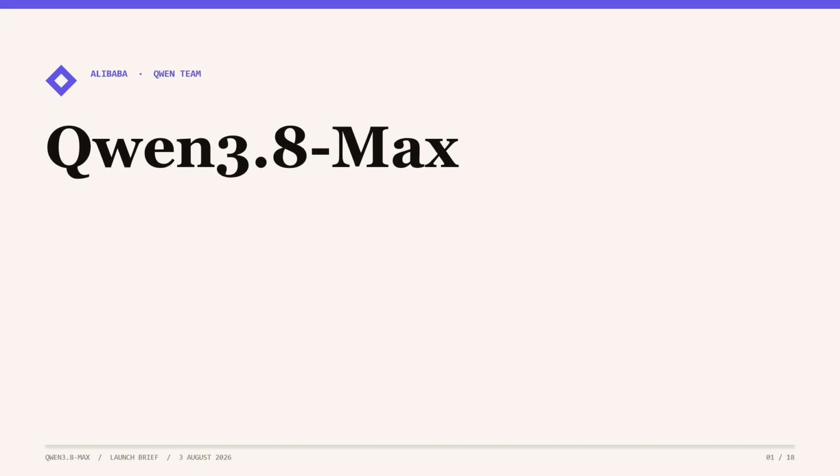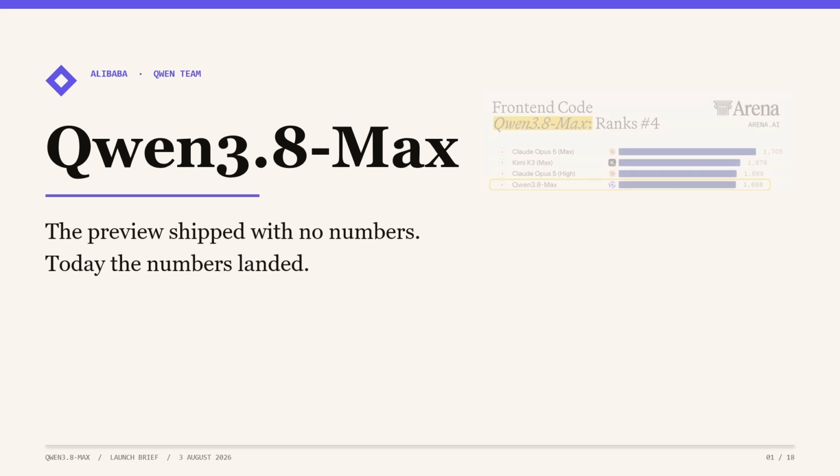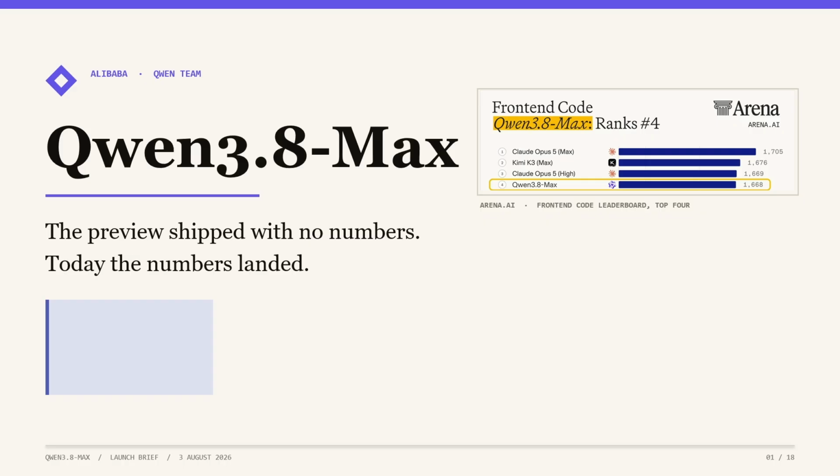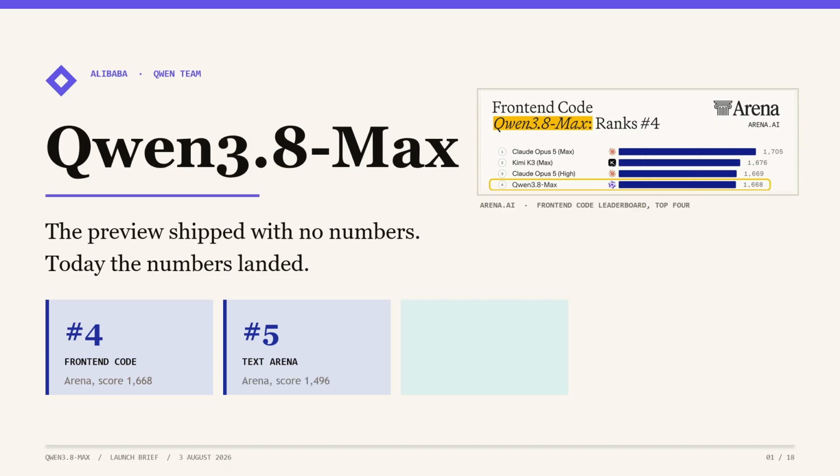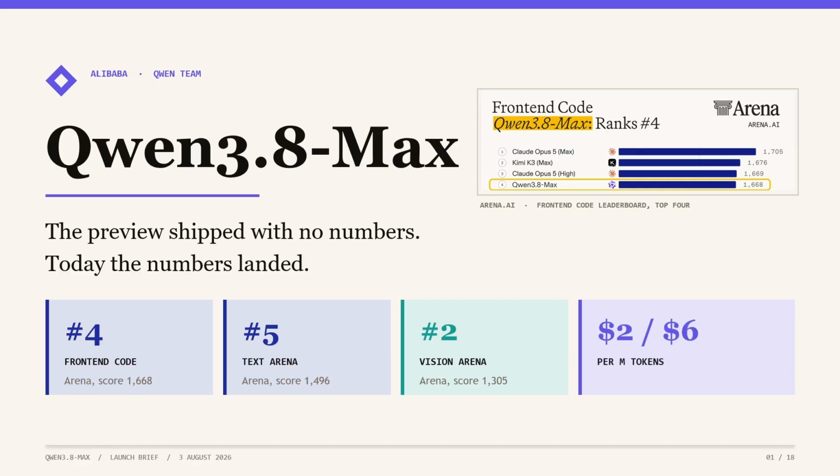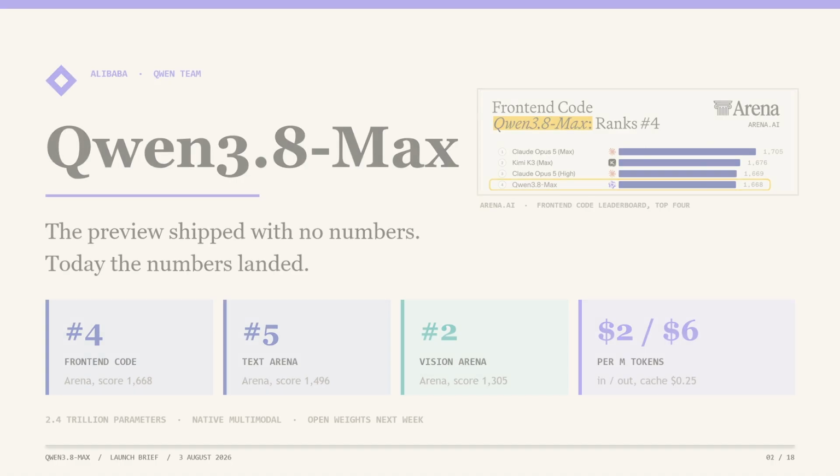Alibaba just released Qwen 3.8 Max 2 weeks ago. They showed us a preview of this model. That preview came with a big claim and not a single benchmark number. Today the numbers arrived, and they came from somewhere useful, not just from Alibaba, but from Arena, which is a public leaderboard where real people compare two answers and vote for the better one. On three different Arena boards, this model finished fifth, fourth, and second. Let me show you what that means and whether it should change what you use.